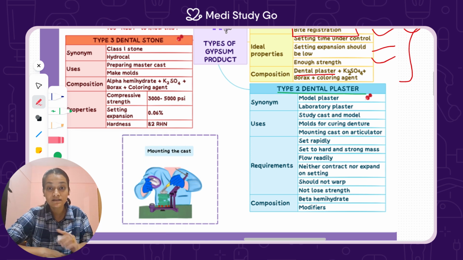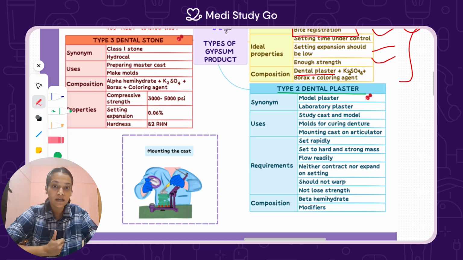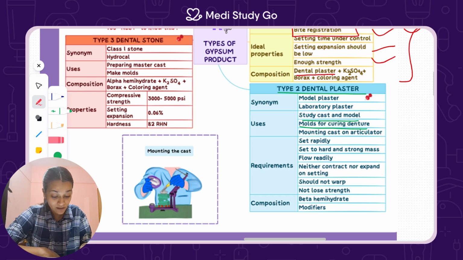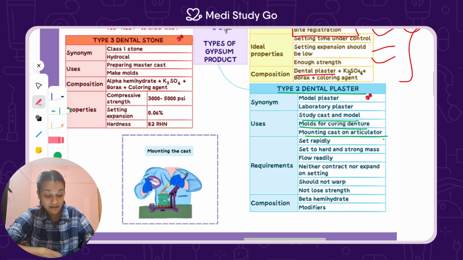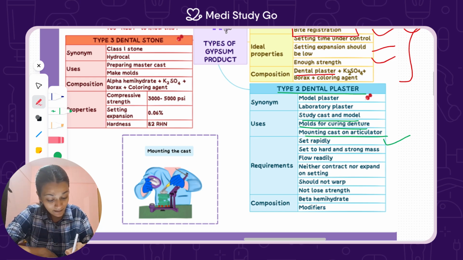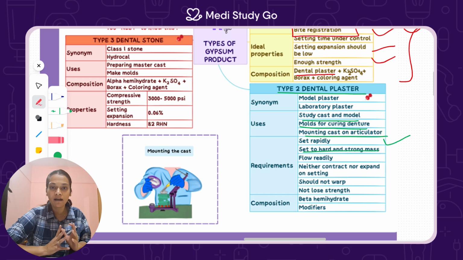Now dental plaster is the one you use most widely. That is, you use it for pouring your primary cast, for mounting, for pouring your study cast and as material for molds when you acrylize your dentures and everything. Now what is desirable? That it should set rapidly. You don't want to keep waiting for hours and hours for it to set. It should set rapidly.